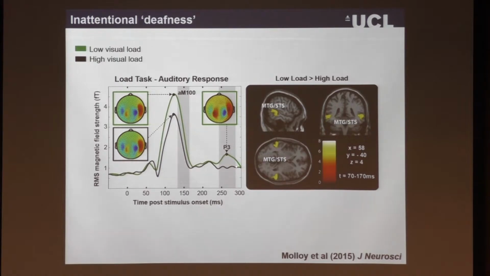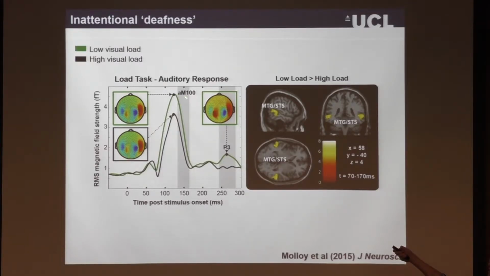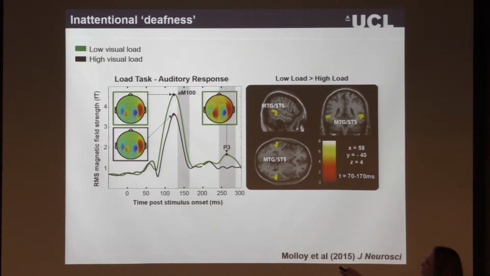And these are the data. What I'm plotting in green is the response to sounds under low visual load. And what is plotted in black is the response to the same sounds under high visual load. What you can see is that there are two places during this response where load had an effect. First, during the onset response, load attenuated the initial part of the onset response to sound. But in addition, load pretty much abolished this later response, what we call the P3.